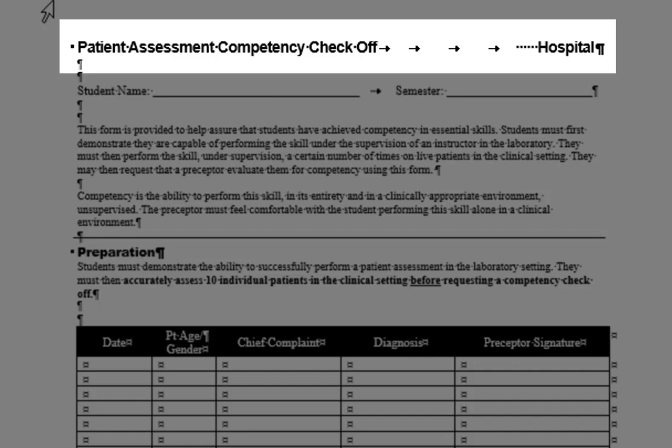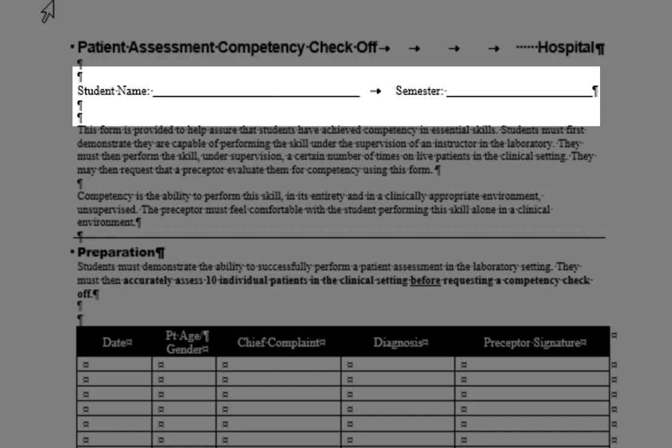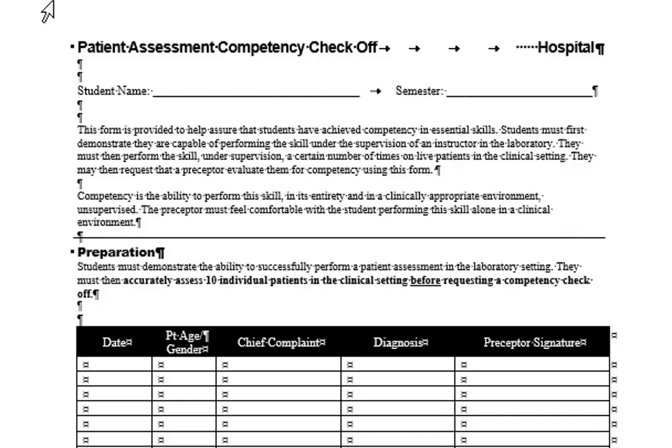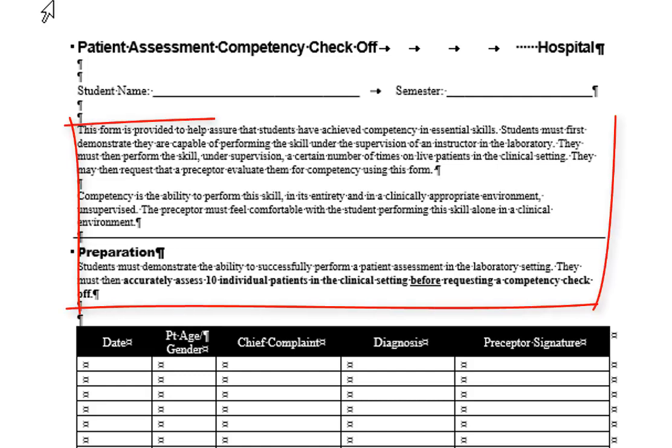The top line indicates the name of the skill and location where these should be obtained. While you have these out on your packet, go ahead and fill in the name and semester. You do want to guard these and not lose these, so you don't have to start over from scratch. Below the space for your name there is the standard to which you will be held. So please read through that so that you know how you're being evaluated.